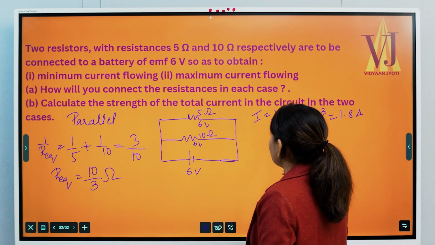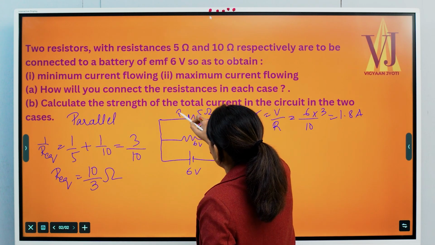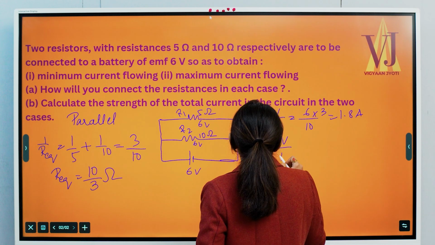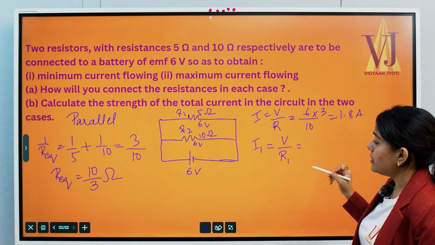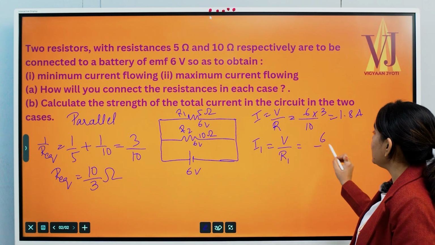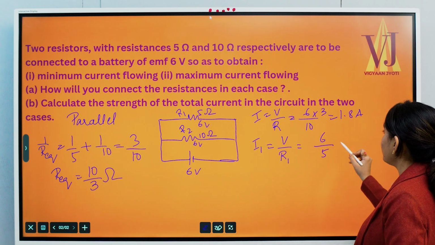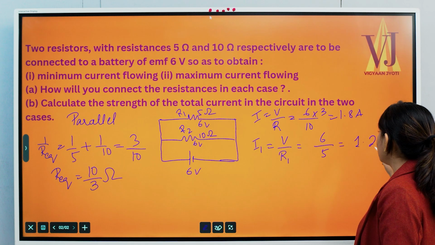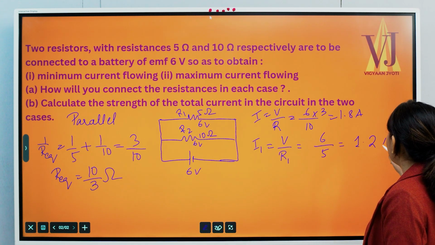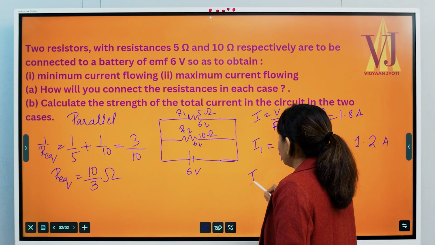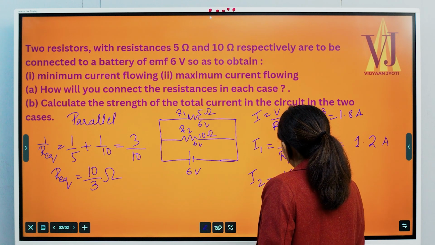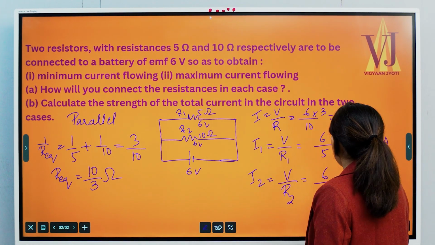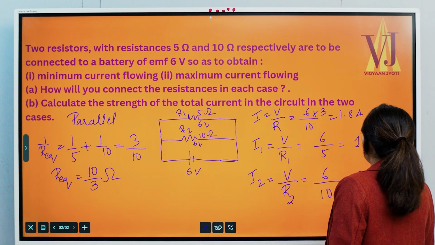Clear? Now what is the specific current through R1 and R2? The current through R1 is V by R1. V is 6, it's already given, and R1 is 5. So 5 ones are 5, you get a remainder 1.0, that means 5 2s are 10. So that means 1.2 ampere. Let us find out the current here also, that is V by R2, that means 6 divided by 10, that is 0.6 ampere.